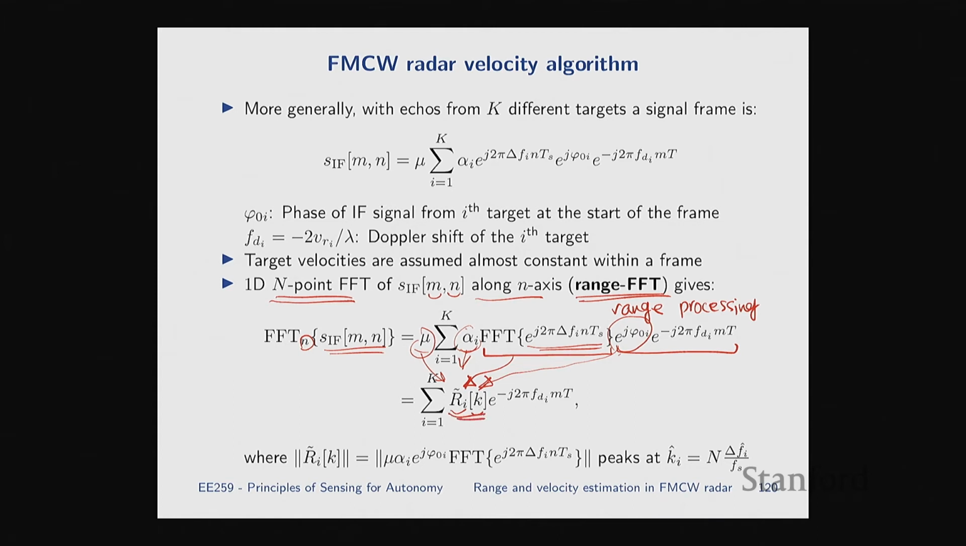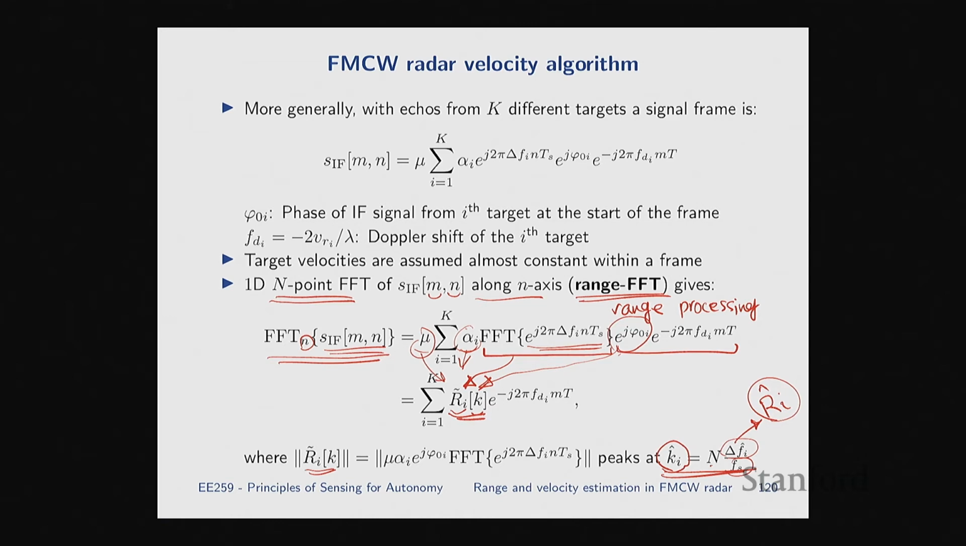So R tilde I is our range FFT, and we know from what we just discussed that for each target, if you look at the magnitude of R tilde I, it will have a peak at an index that is proportional to the range of that target. In fact, it will show a peak at an index k hat I, which is equal to N times delta f hat I over fs, and delta f hat I is proportional to R hat I, which is the range of the ith target. Okay, so range processing converts your raw IF signal into something that shows peaks at indices proportional to the range of the targets.